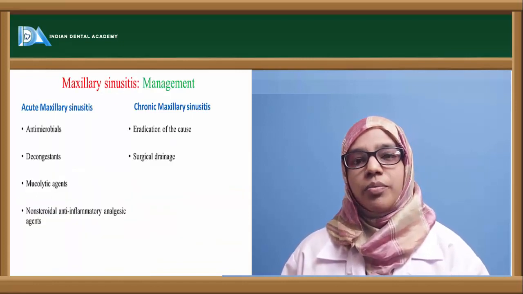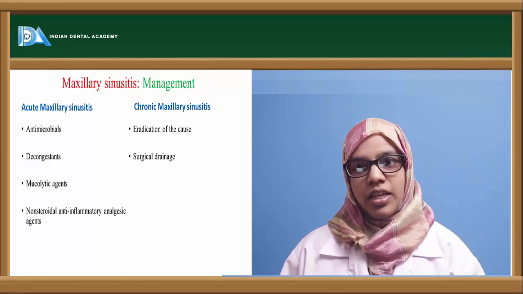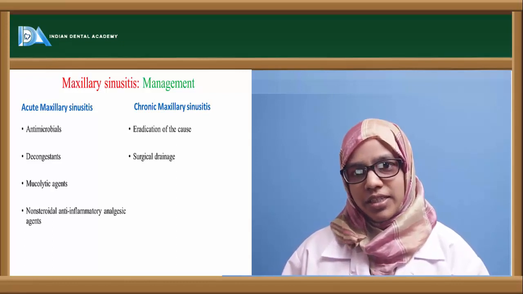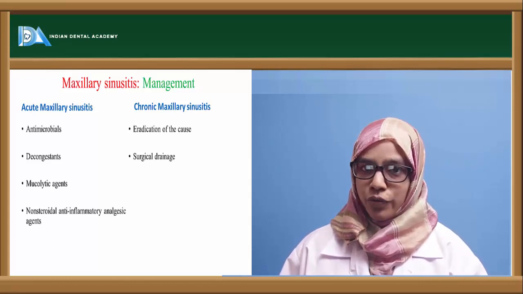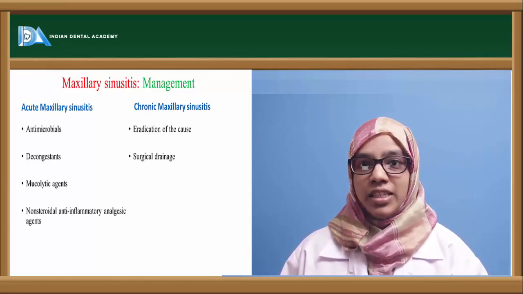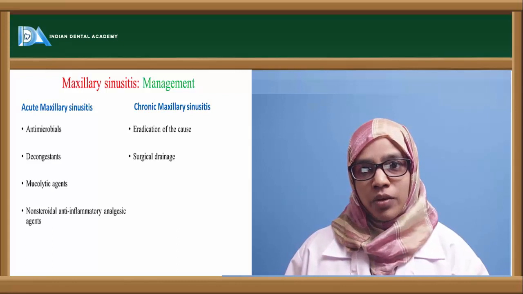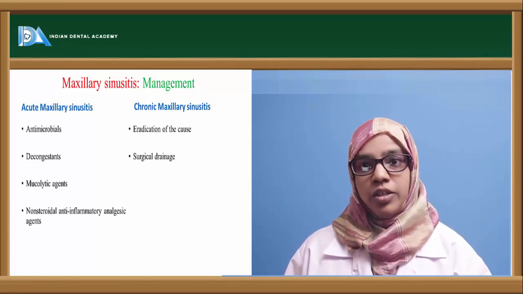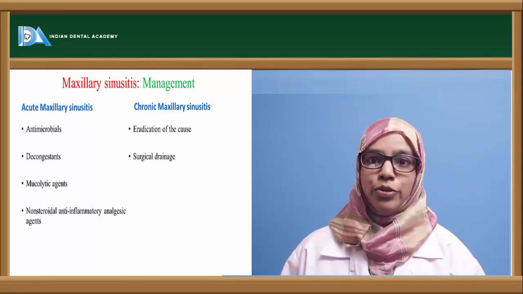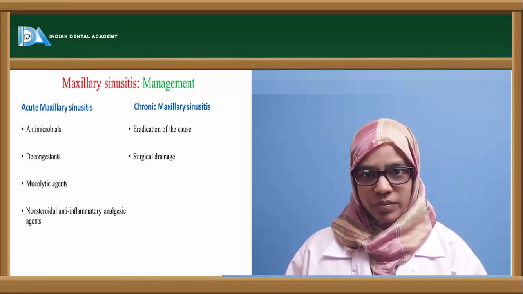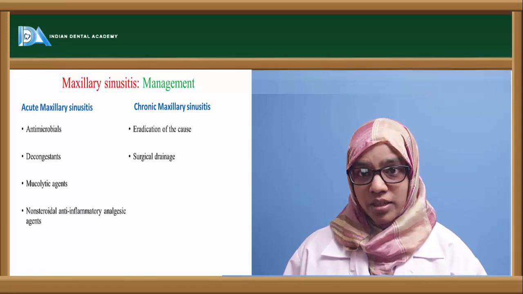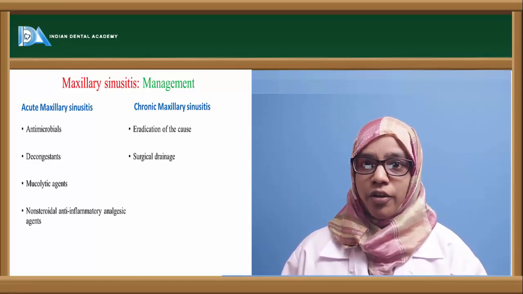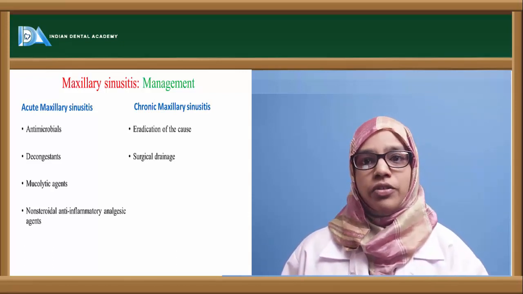Now, let's move on to the management of maxillary sinusitis. Acute maxillary sinusitis can be treated by advising the patient to have bed rest and lots of fluids, accompanied with antibiotics like a broad spectrum antibiotic, for example, amoxicillin. Depending upon the age of the patient, you can give around 250 to 500 milligrams 3 times a day. You could also give macrolides like azithromycin, roughly around 250 to 500 milligrams.